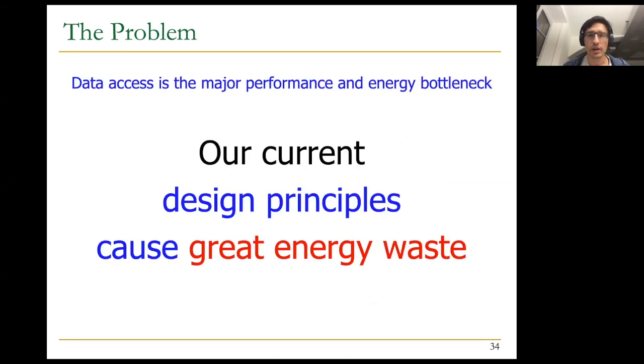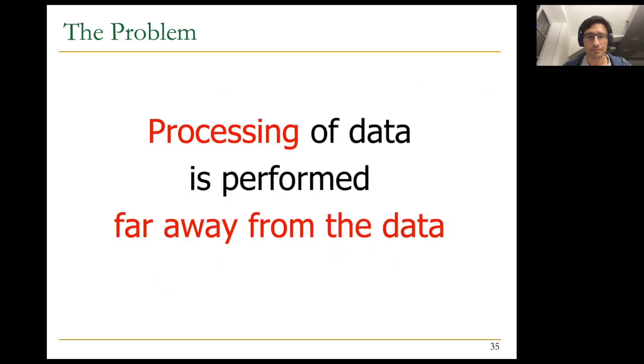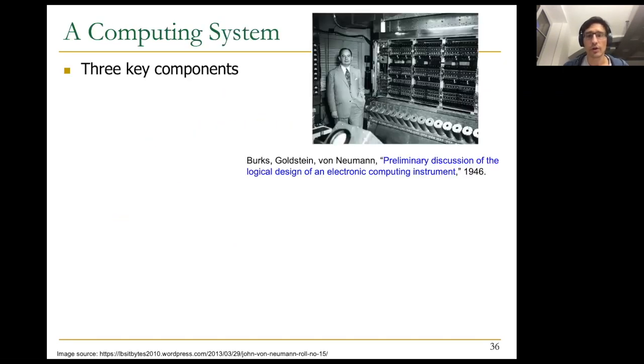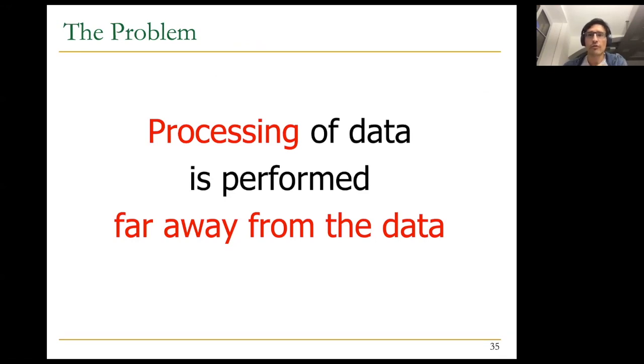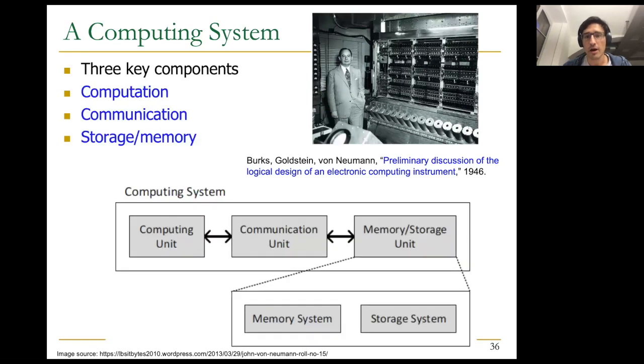So the problem is that the way that computers are designed these days, it's really a waste of energy and a major performance bottleneck. So what makes sense is that instead of working with the data so far from where the data resides in the CPU, why don't we put the processors closer to the data, right? And this is somehow against what von Neumann proposed in 1946. Von Neumann proposed that we would have some compute unit, the processor, and we would have some memory and storage, and in between some way of communicating these two, right? But the thing is that the memory and the storage are too slow compared to the compute units, and we spend too many cycles and a lot of energy going through this communication unit.